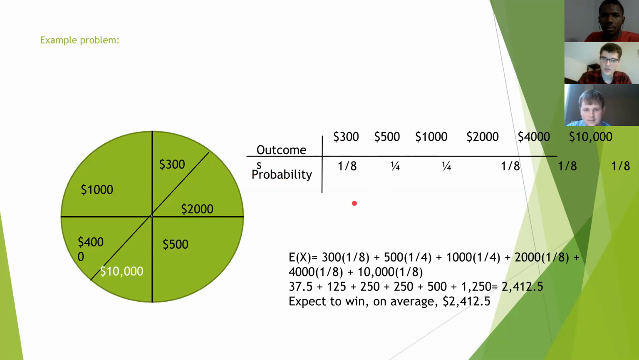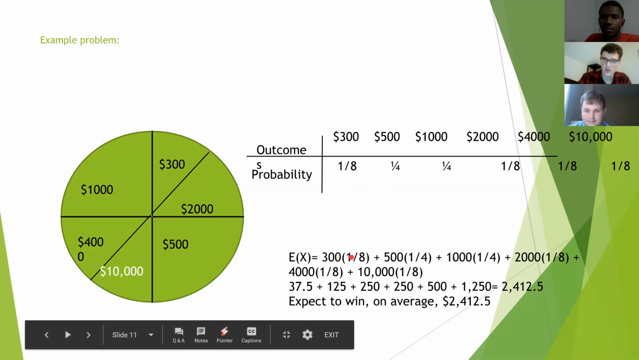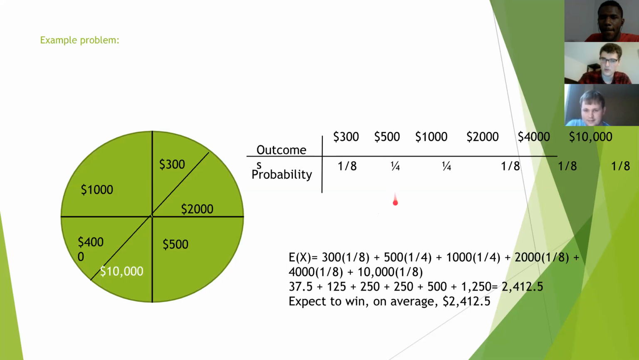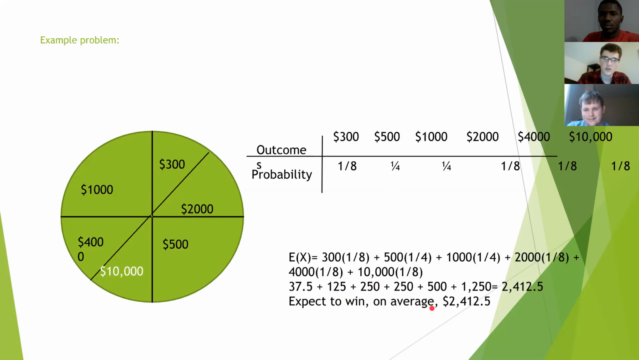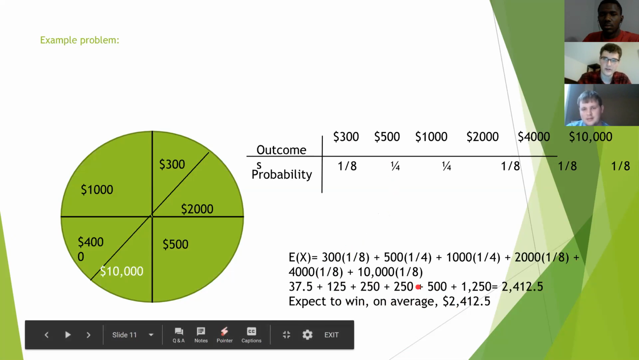Then we're ready to plug it into the formula, which is E of X equals the sum of each outcome multiplied by its given probability. So 300 times 1/8, and we add all those together. So plus $500 times 1/4, which comes to 37.5 for the first part, and then finally add all those together. The answer is the average that we can expect to win. So you can expect to win on average around $2,412.50. This looks like a pretty good form of lottery, whatever it is.